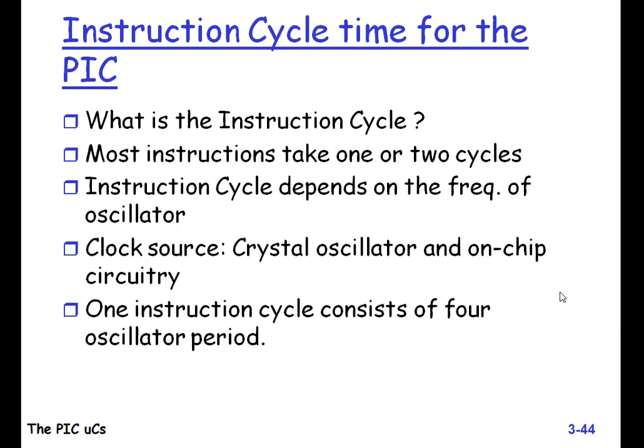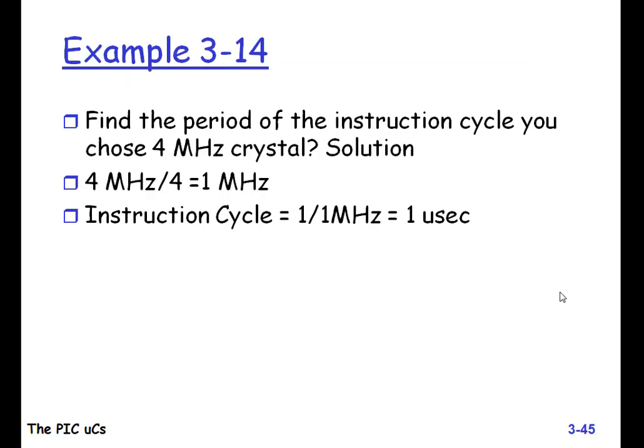Instruction cycles and their times for the PIC. So what is an instruction cycle? Most instructions take 1 to 2 cycles. Instruction cycle depends on the frequency of the oscillator, clock source, crystal oscillator, and on-chip circuitry. So one instruction cycle consists of 4 oscillator periods.